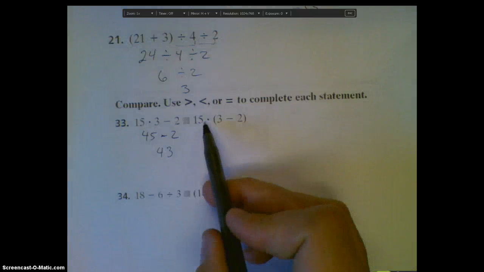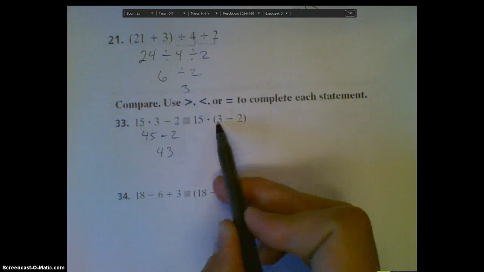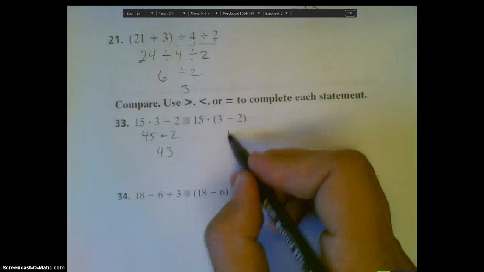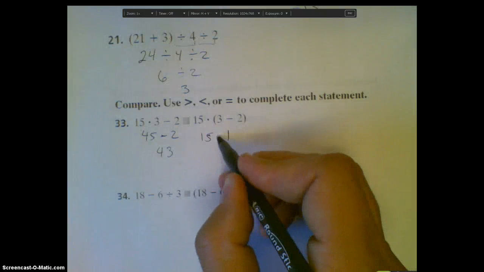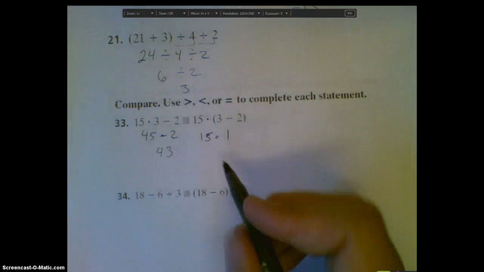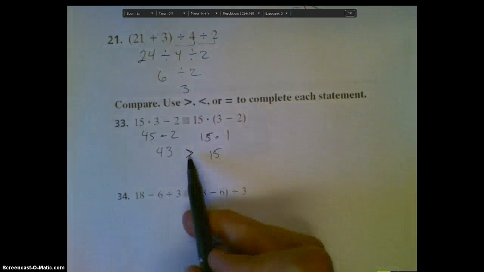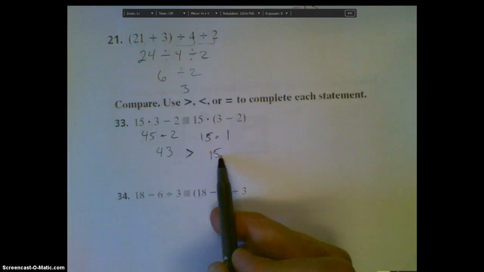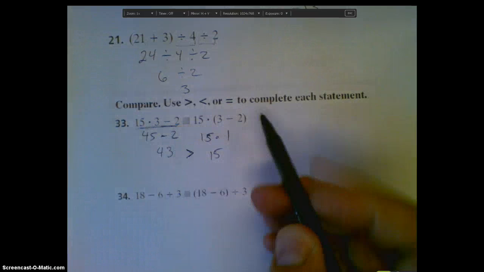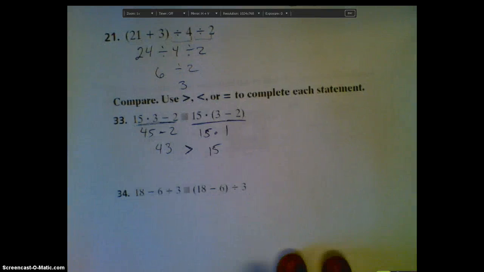And what about this? 15 times 3 minus 2. This time I do what's in the parentheses first. 3 minus 2 is 1. 15 times 1, just bringing that 15 down. 15 times 1 is 15. So the answer is greater. 43 is greater than 15. So this part of the problem is greater than this part of the problem.